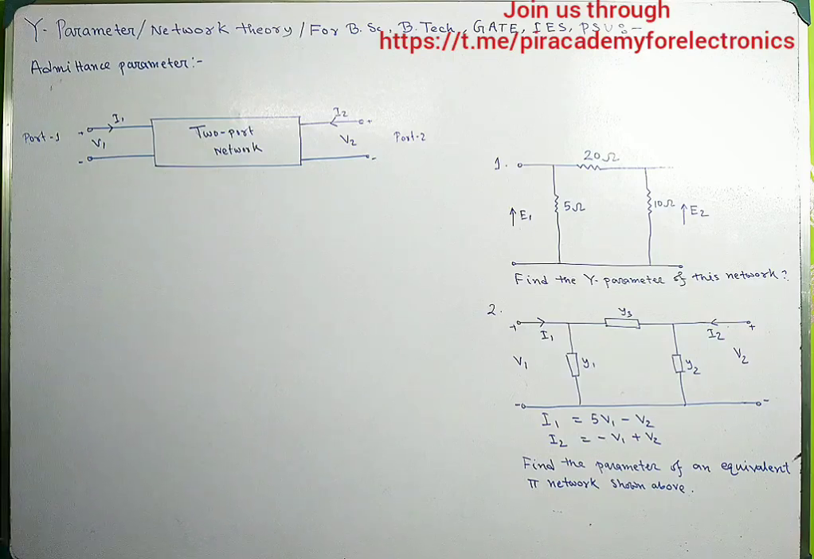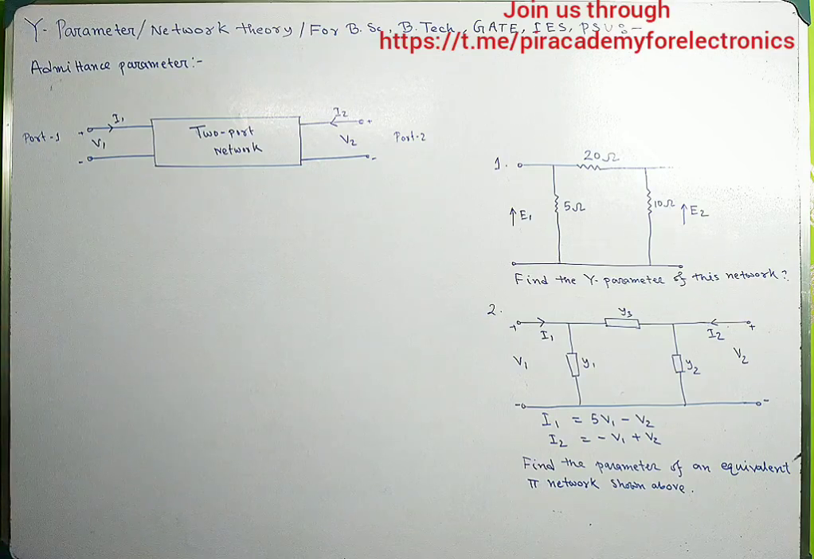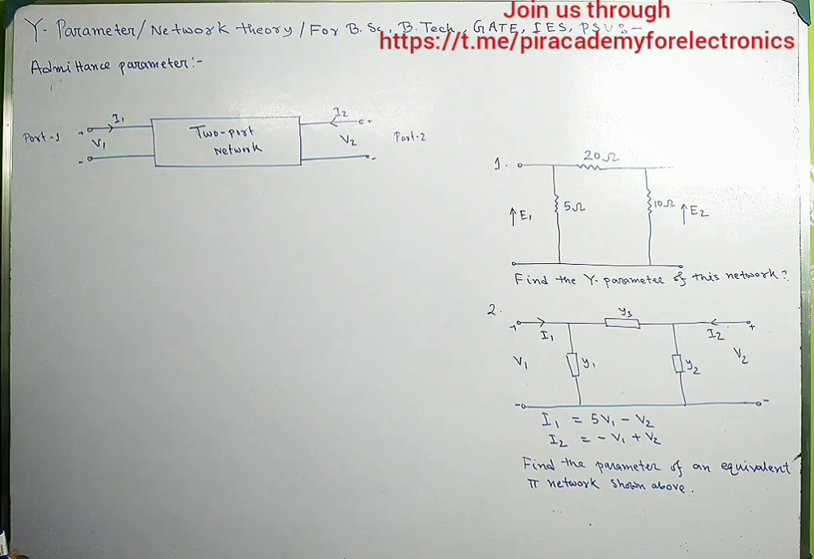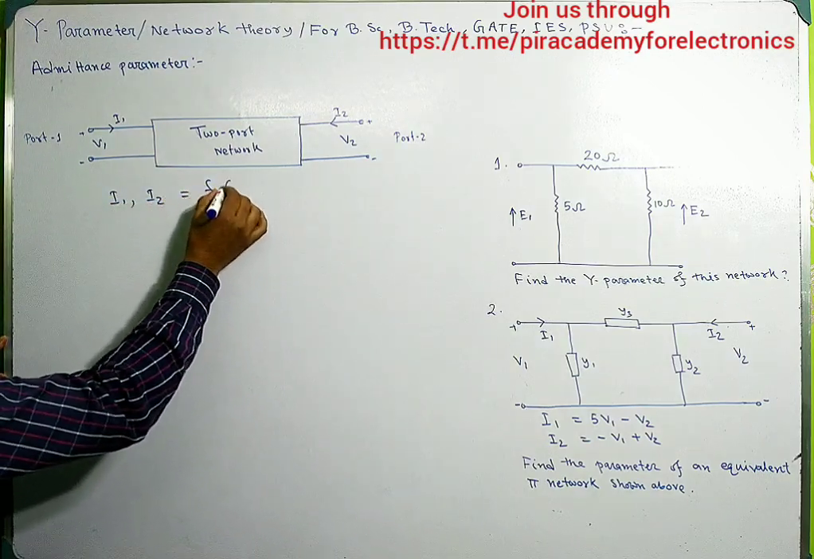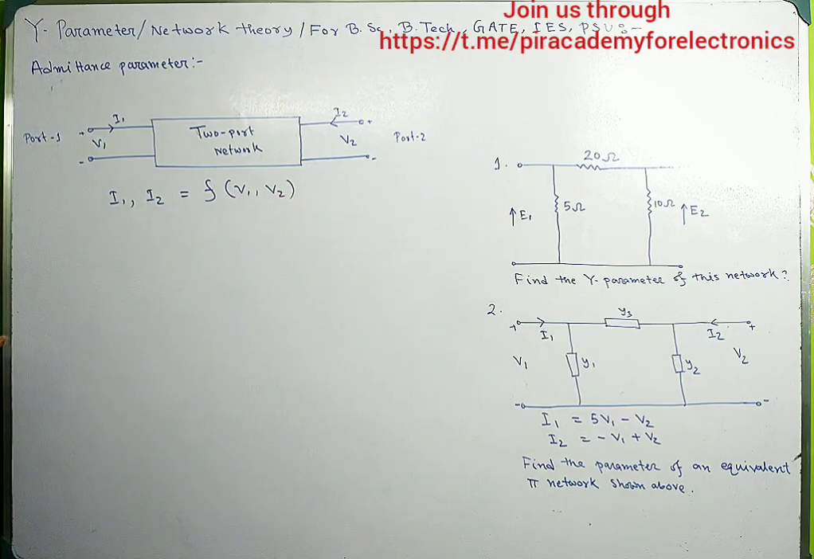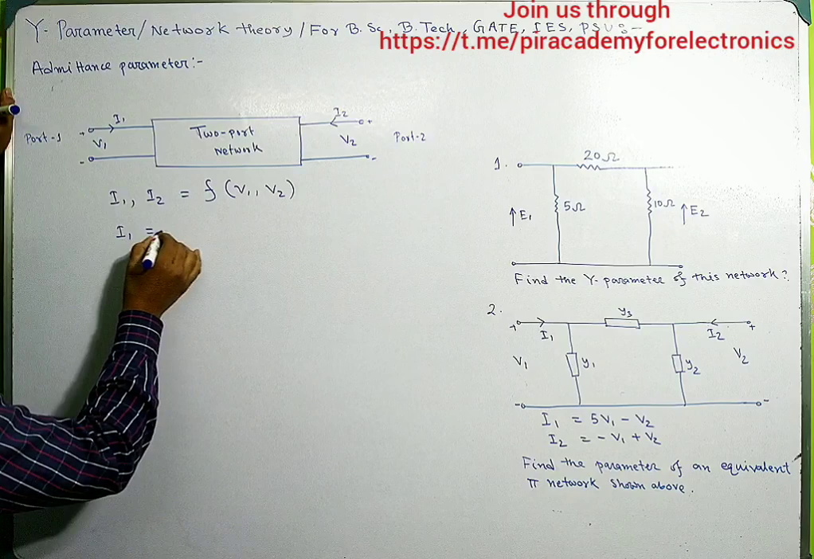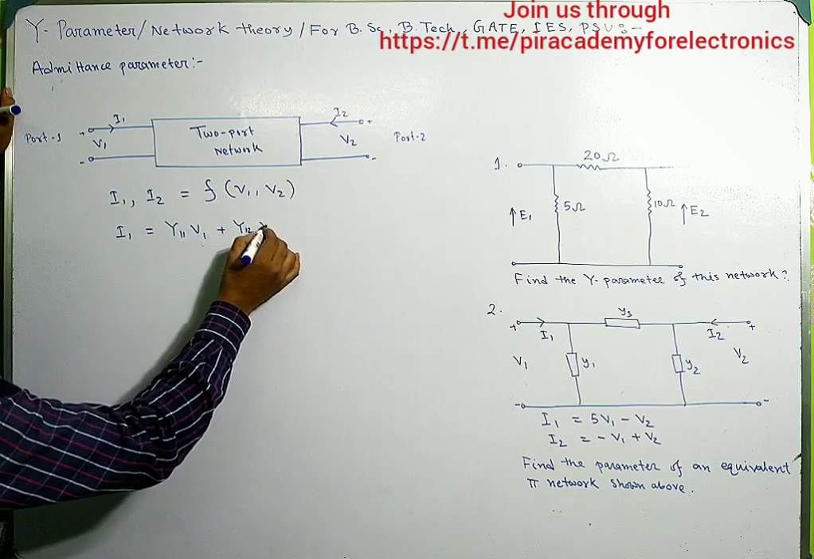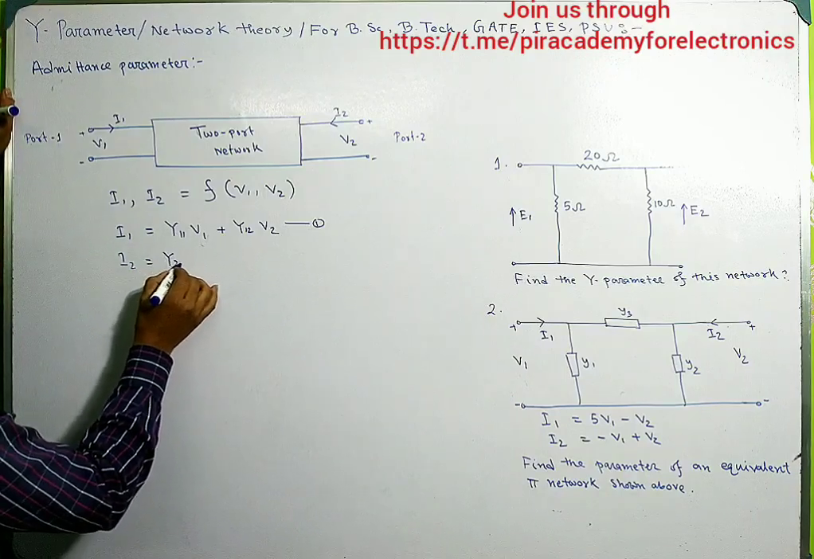Now, this is the two-port network. This is port 1 with V1 and I1, and this is port 2 with voltage V2 and current I2. If I write the equations of I1 and I2 in terms of Y parameter, then I1 and I2 must be a function of V1 and V2, because this is an admittance parameter. So if I express I1 in terms of Y parameter, it will be like this. This is equation 1, and I2 is given by Y21 V1 plus Y22 V2.